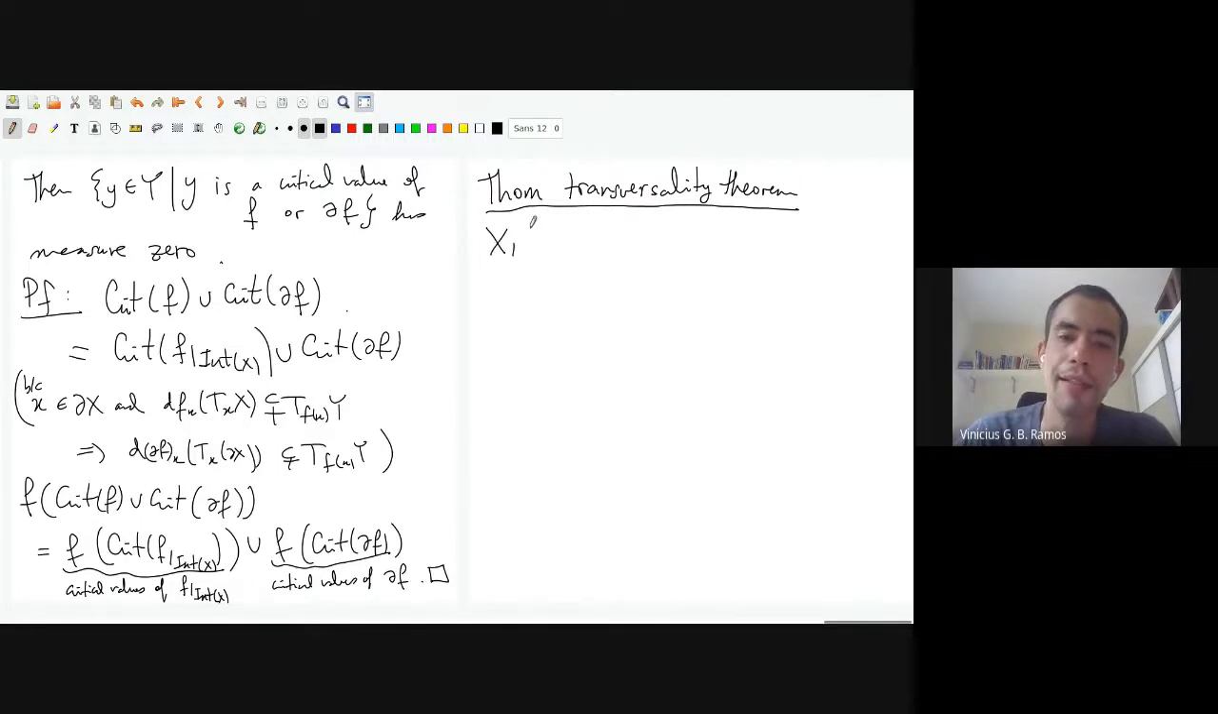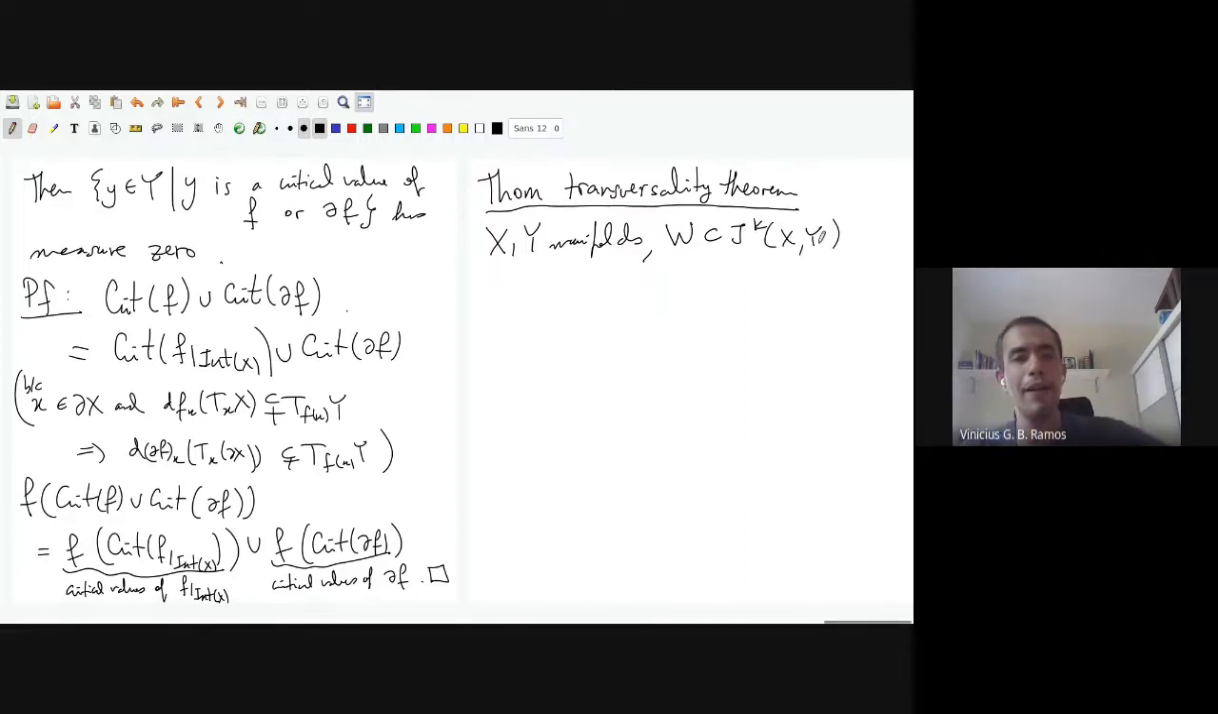Oh, it says the following. So let X and Y be manifolds, and W be a submanifold of the space of jets. I haven't really defined it, but let me emphasize that these are manifolds with boundary. Because smoothness means that you can extend it a little bit, you can talk about jets and everything else as before. So for manifolds with boundary, we have jets too. So you can take W, a submanifold of the jet space.